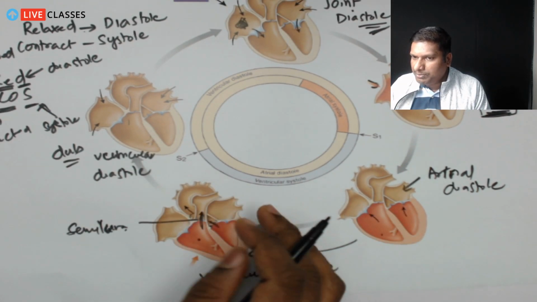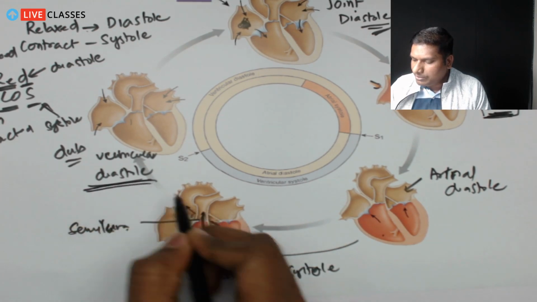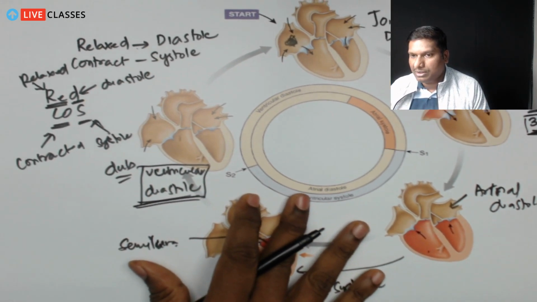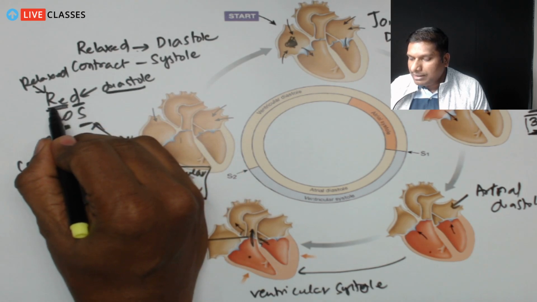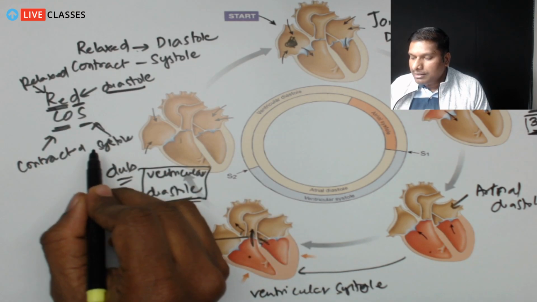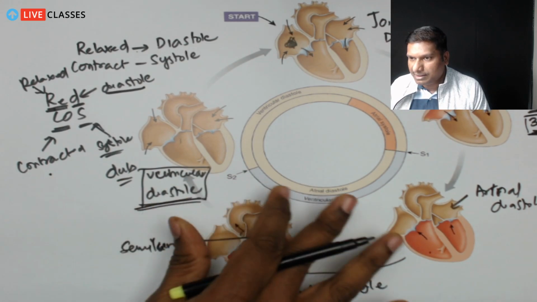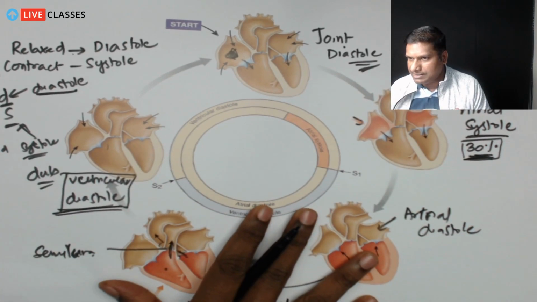Once the blood is actually pushed because of that contraction, from the ventricular systole stage you're coming back to the ventricular diastole stage. So just remember this: diastole is relaxation and systole is contraction. So that is your complete cardiac cycle.